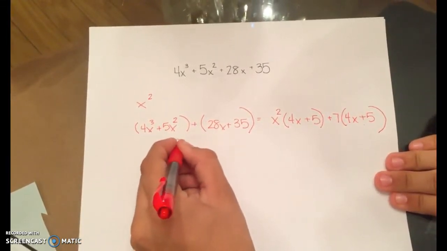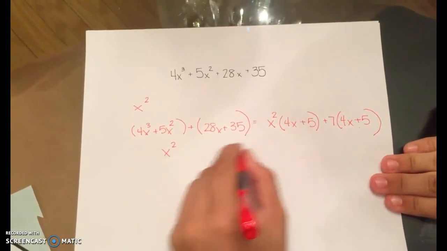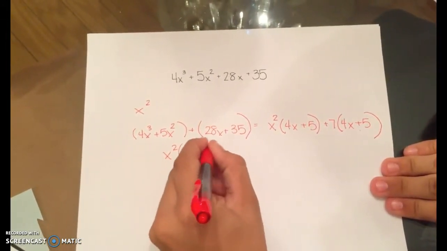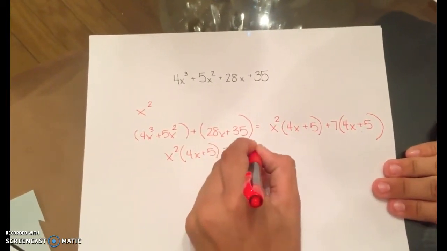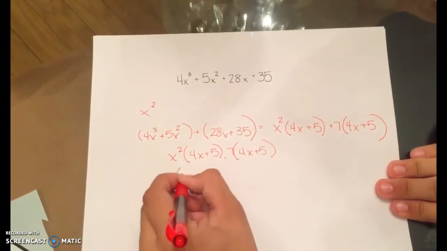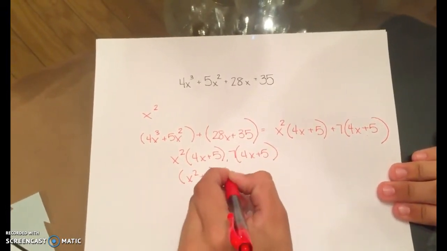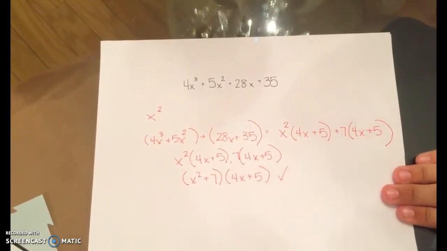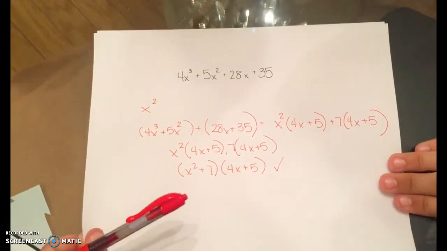And after multiplying each exponent in the 4h by 2, it will leave you with x squared plus 7, 4x plus 5.